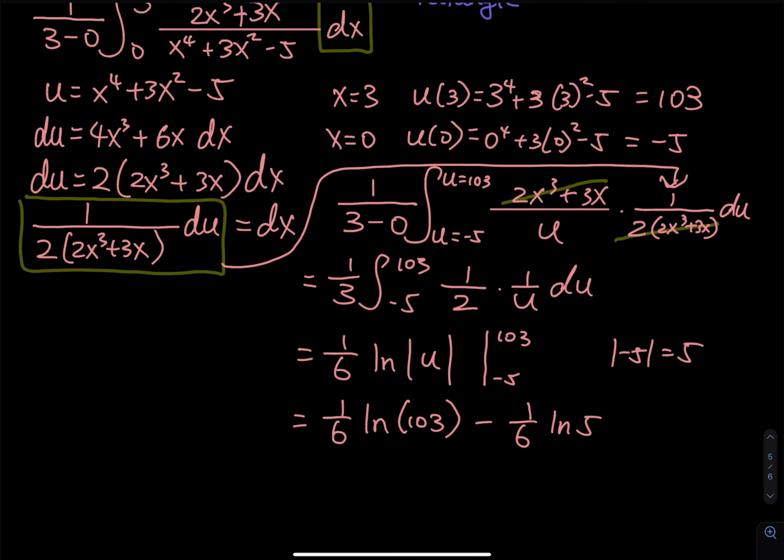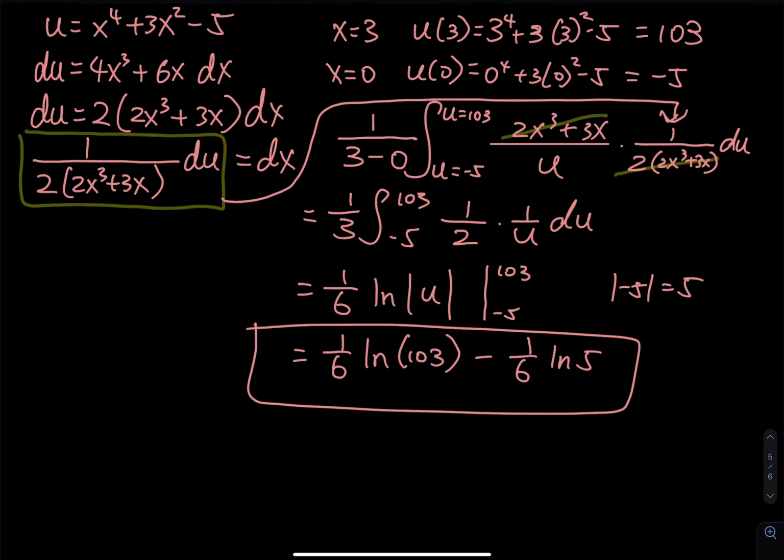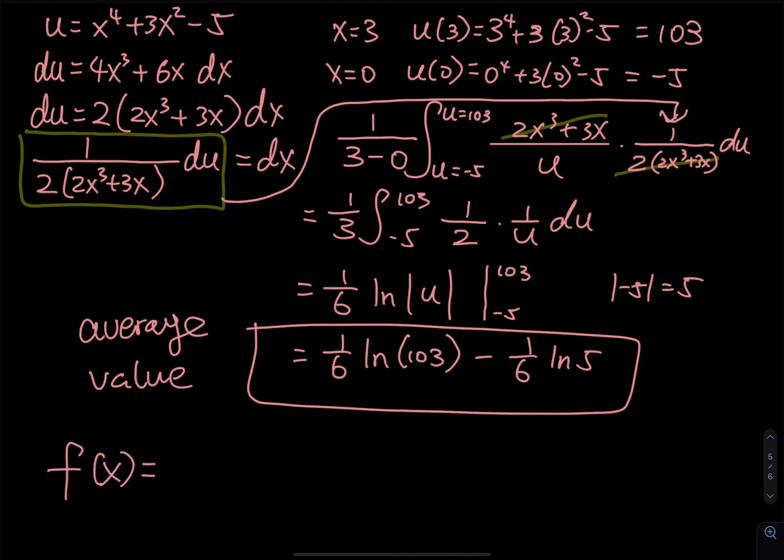All right, without the approximation, this is our average value. And then what about the function? The function is f of x equals 1 over 6 ln 103 minus 1 over 6 ln 5, which is a horizontal line that cuts the area. The piece that sticks out will fill the gap to make a rectangle.